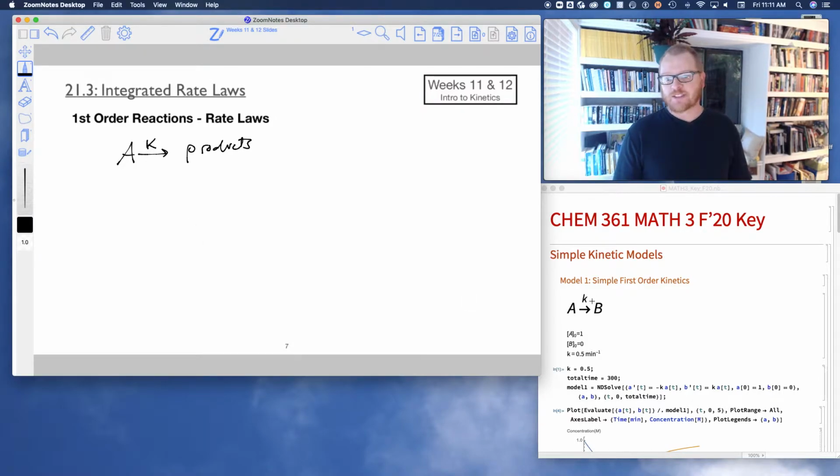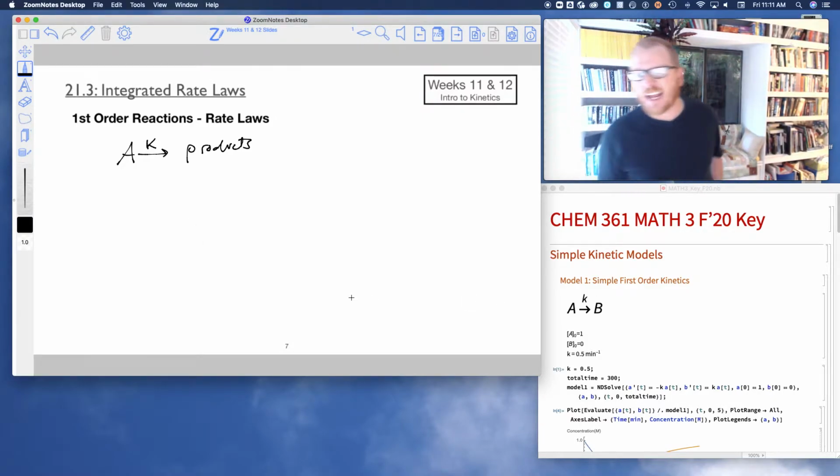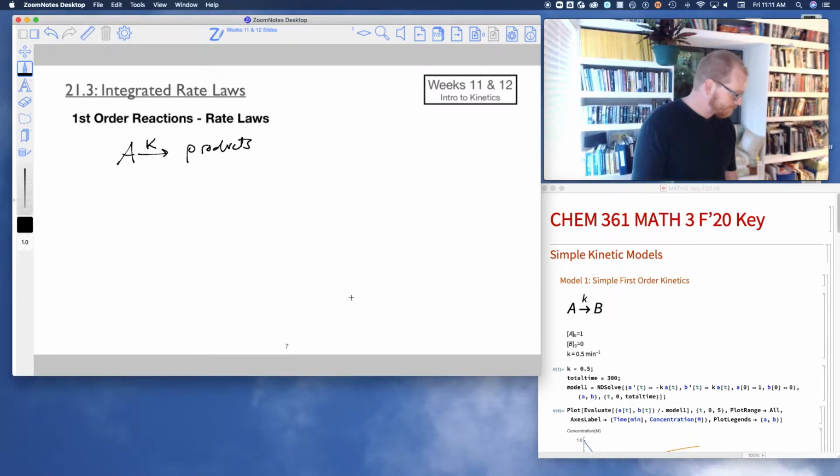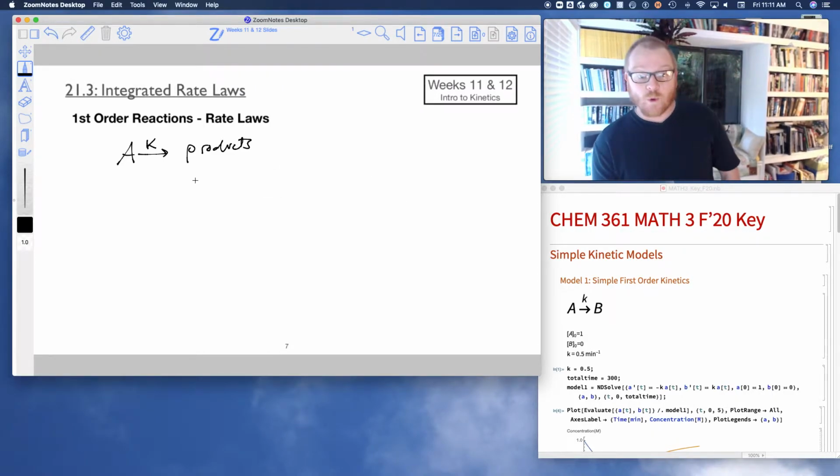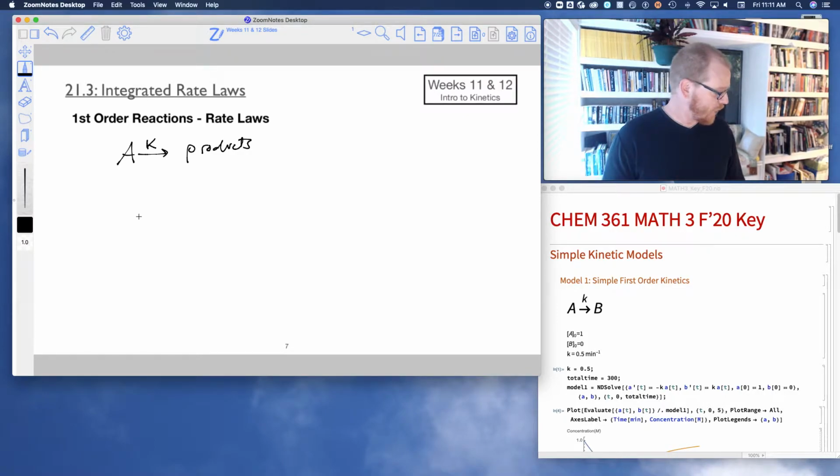Okay, so you can see here on my Mathematica model, I just said A goes to B with rate constant K. Same thing as just saying A goes to products. Okay, and so we're saying that we know that this is a first order reaction, or we're imposing it's a first order reaction. Okay, so when I go to write the rate law of this reaction, that's the first way that I start.